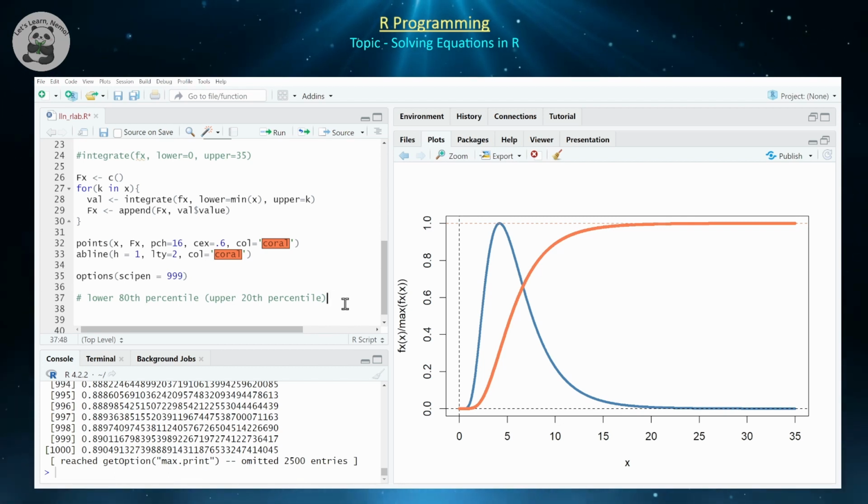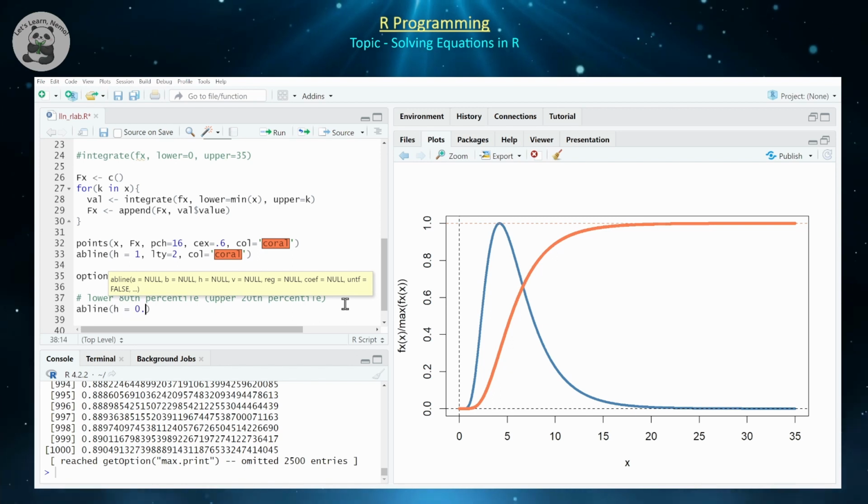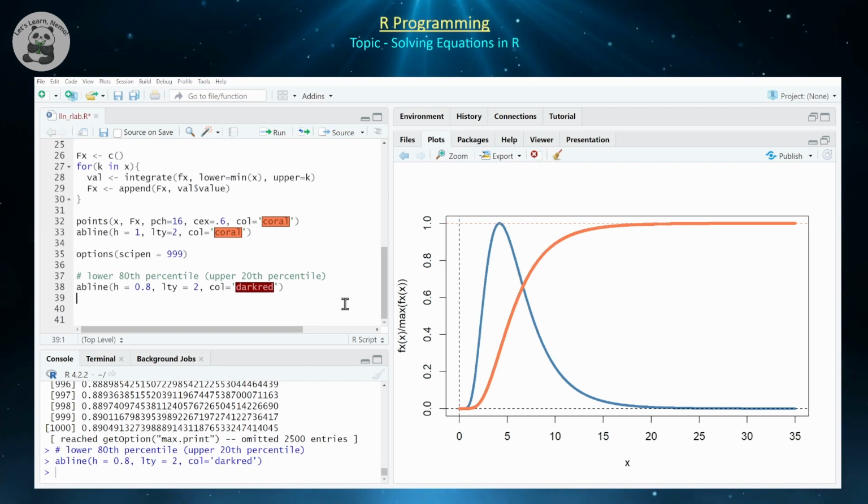So what I actually want to do is create a horizontal line. So let's do abline, h is equal to 0.8 because that's the percentile we're looking for, lty is equal to 2. Let's do a color of dark red. Right, so there's our 80th percentile line.